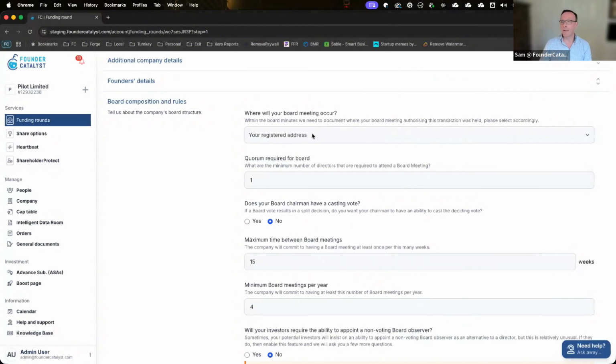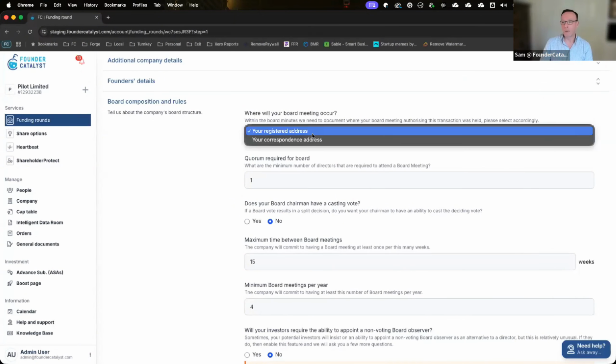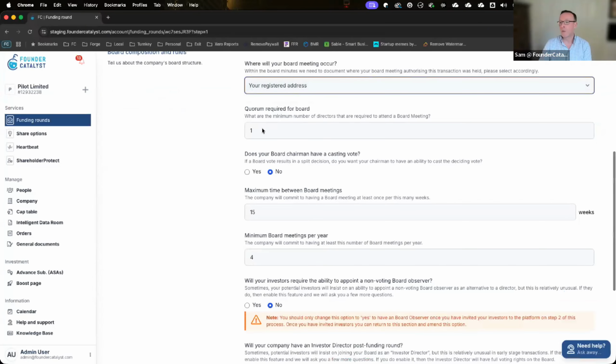And this is indicating where that board meeting will occur. Broadly, the two options are it's either going to occur at your registered address or your correspondence address, and this address will be put at the top of those board minutes that we'll produce for you.